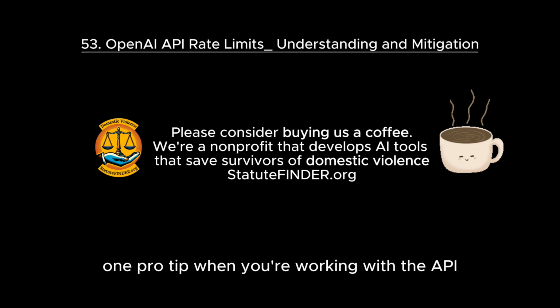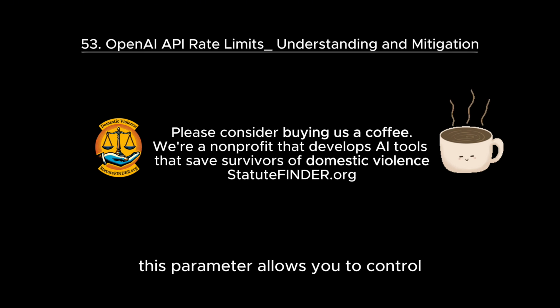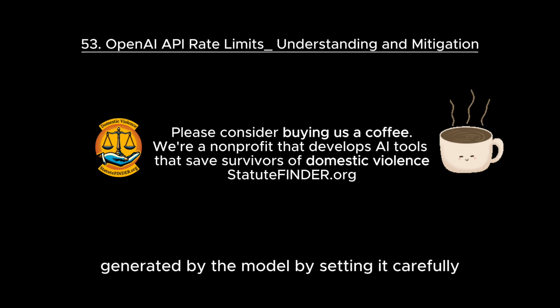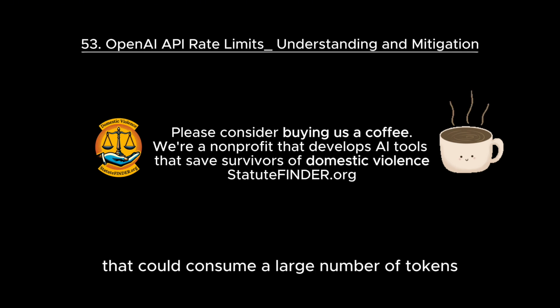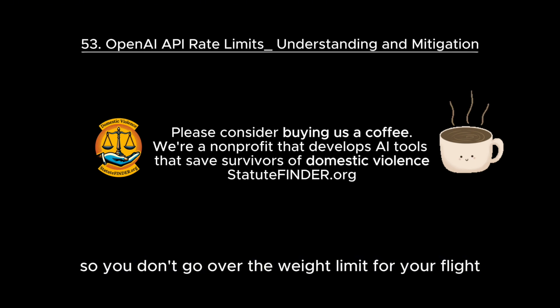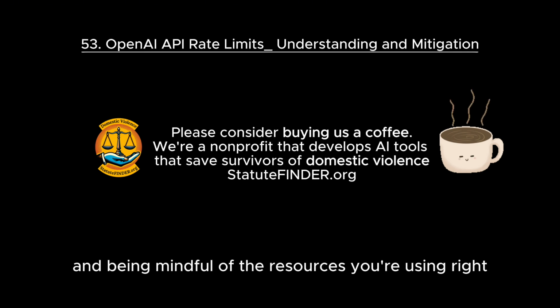One pro tip, when you're working with the API, pay attention to the max tokens parameter. This parameter allows you to control the maximum length of the response generated by the model. By setting it carefully, you can prevent unexpectedly long responses that could consume a large number of tokens and potentially push you over your rate limits. So it's like packing your suitcase strategically so you don't go over the weight limit for your flight. Exactly. It's all about planning and being mindful of the resources you're using.